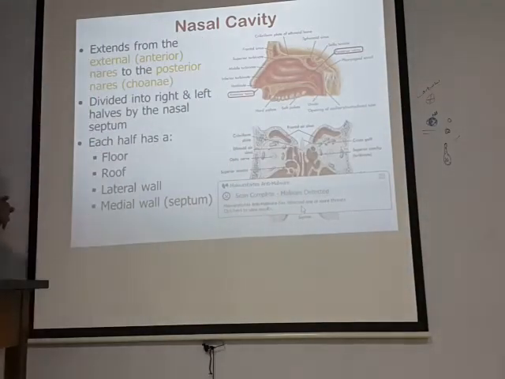So this nasal cavity is divided into right and left halves by the nasal septum. Okay, the nasal septum is a partition, isn't it? Yes. And each half has a floor, roof, lateral wall and medial wall.